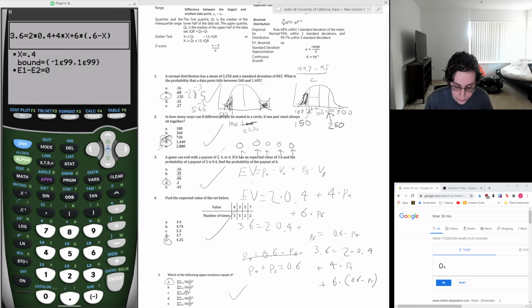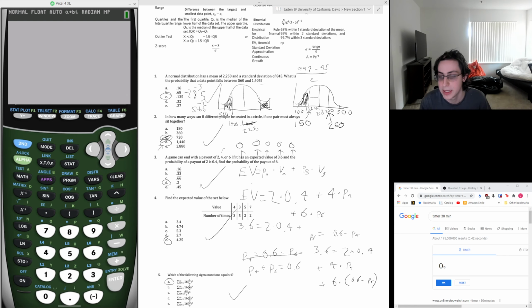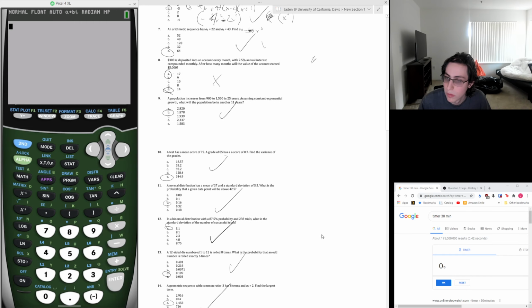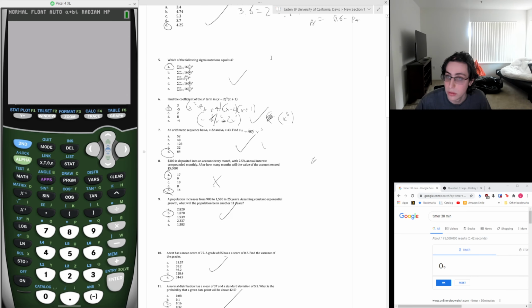Number 4. This is another expected value question. Let me go and erase some of this stuff. Oops. Let me go on. What did I do there?